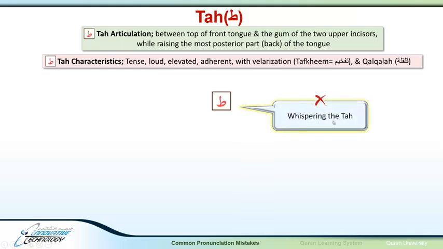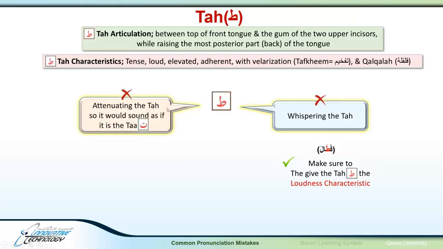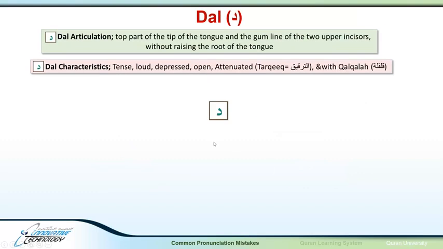First mistake is whispering the ta. Fatal instead of saying فطال. So you need to make sure to give the ta the loudness characteristic. The second mistake is attenuating the ta, so it would sound as if it is a ta. Example, tibaqa instead of طباقا. This is wrong. We need to pronounce it as a ta, like this, طباقا. So you need to make sure to give the ta its velarization characteristics so as not to mix it with the ta.